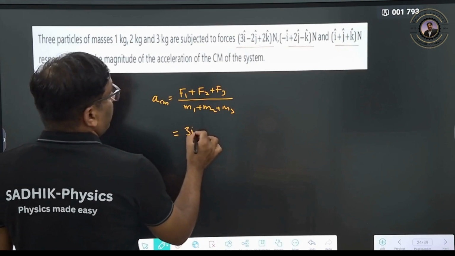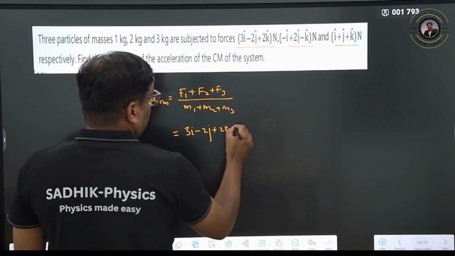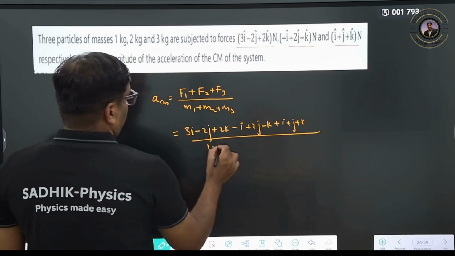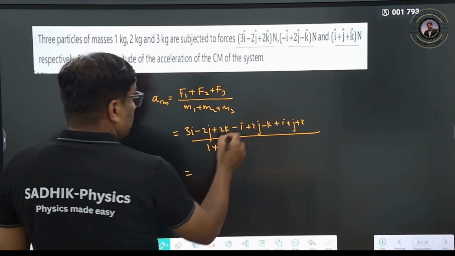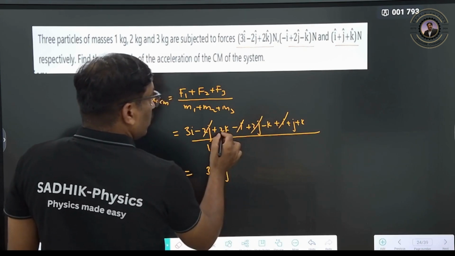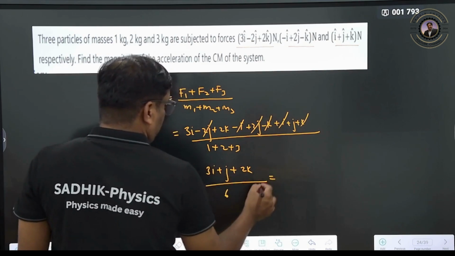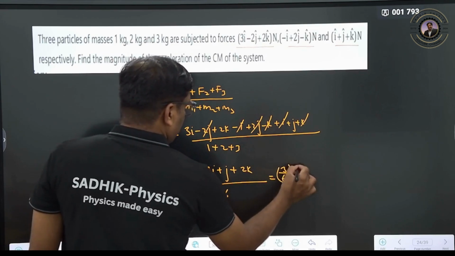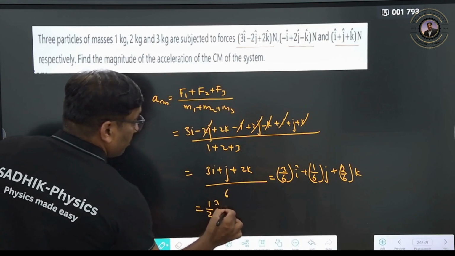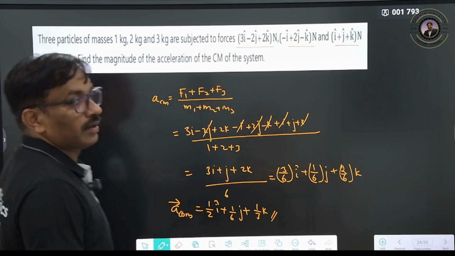Add these forces now: 3i minus 2j plus 2k, plus minus i plus 2j minus k, plus i plus j plus k, divided by 1 plus 2 plus 3. Clear? How much will it be? Minus i plus i get cancelled, so 3i. Minus 2j plus 2j get cancelled, so plus j. Minus k plus k get cancelled, so plus 2k, divided by 6. So 3 by 6 i cap plus 1 by 6 j cap plus 2 by 6 k cap. Therefore 1 by 2 i cap plus 1 by 6 j cap plus 1 by 3 k cap. Clear? So this is the acceleration of your center of mass. Understood?